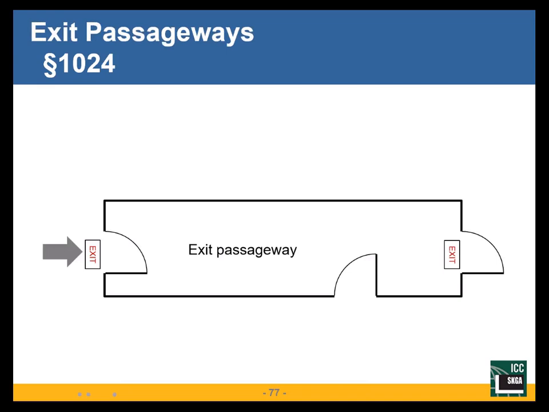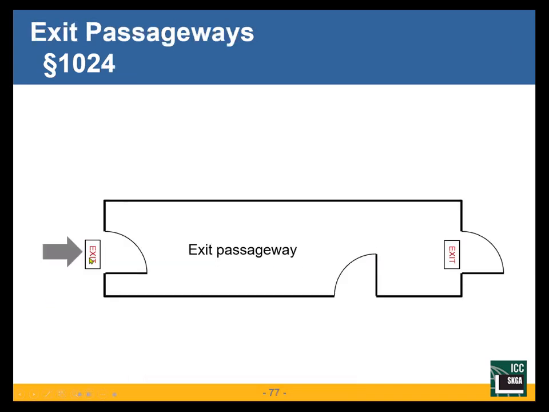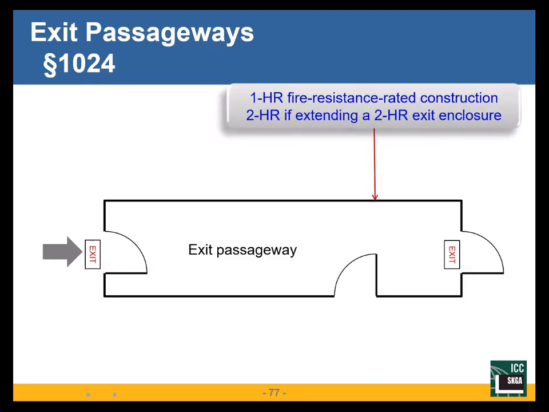My exit passageway, which looks like a corridor, is slightly different. Let's go back here. I come out of this room. I've got an exit at both ends of this corridor. I get into an exit passageway. There is only one exit out of the exit passageway. It's one-way travel. And it is constructed of either 1 hour or 2 hour construction.